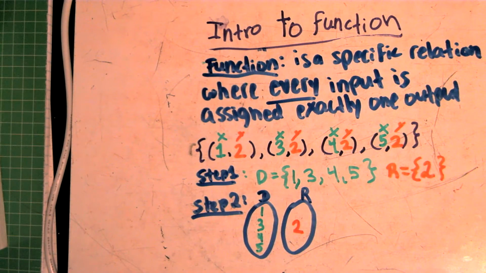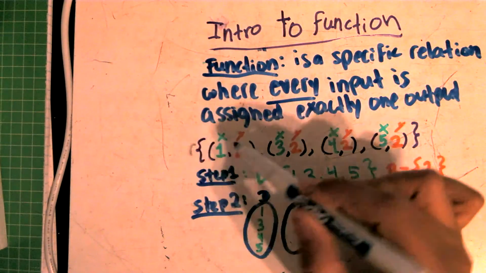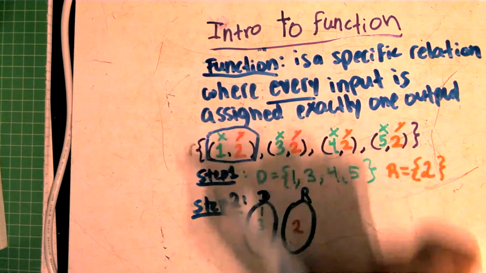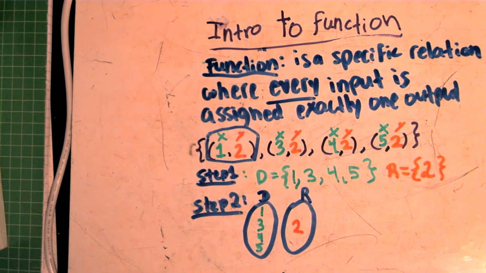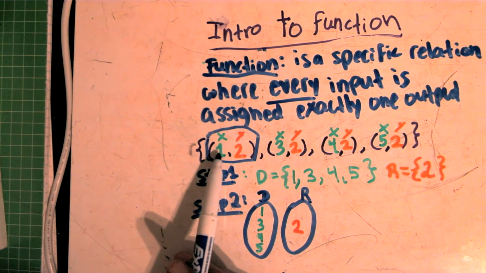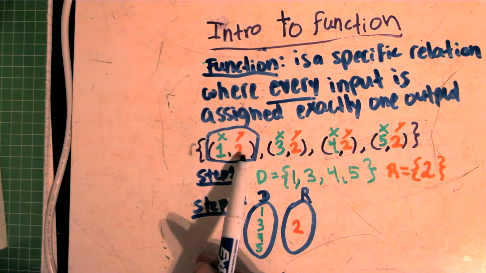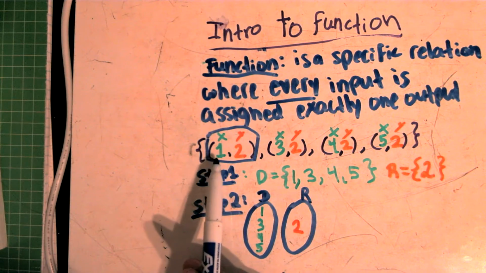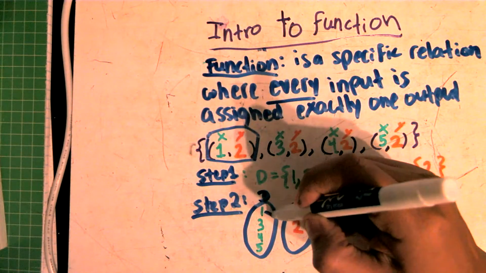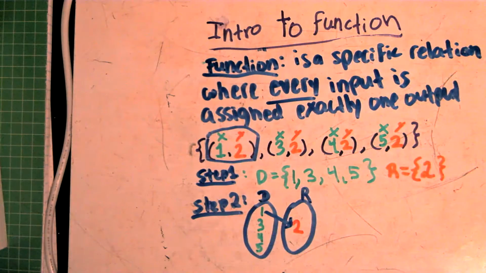And then I'm going to draw arrows, and the arrows represent the relation between the x and y elements for each point. So when the 1 is inputted, 2 is assigned. As I can see, when x is 1, y is 2. So I'm going to draw an arrow that says input 1 is assigned output 2.